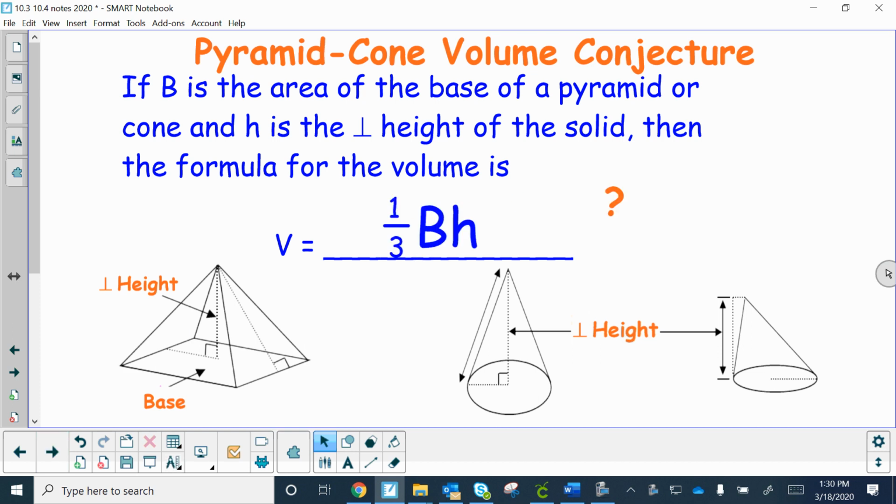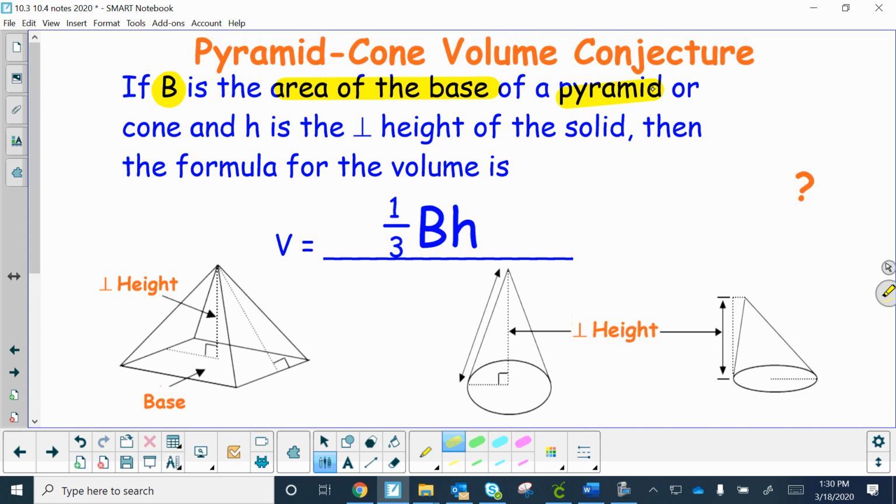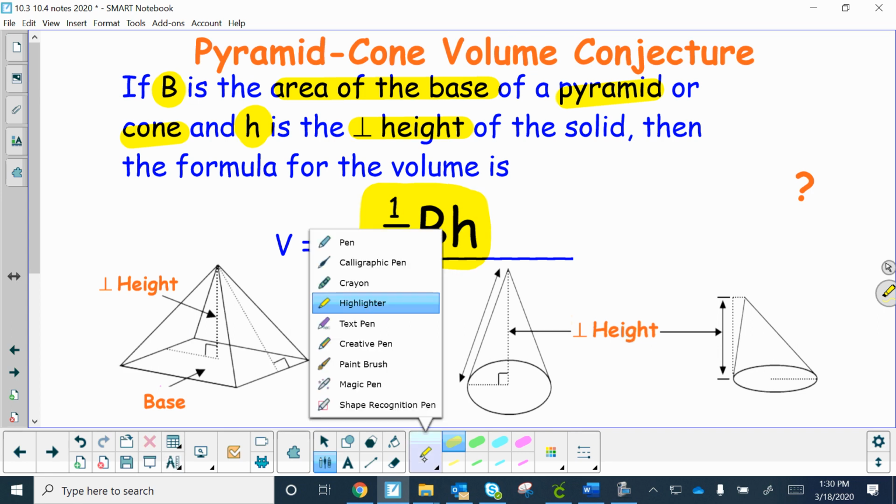I'm going to just reveal the formula. Okay, it's 1/3 capital B times H. And capital B stands for the area of the base, okay? It could be any type of polygon for a pyramid, and it's always going to be a circle for the cone. And H always represents the perpendicular height of the pyramid and the cone. So here's our formula that we're going to use.